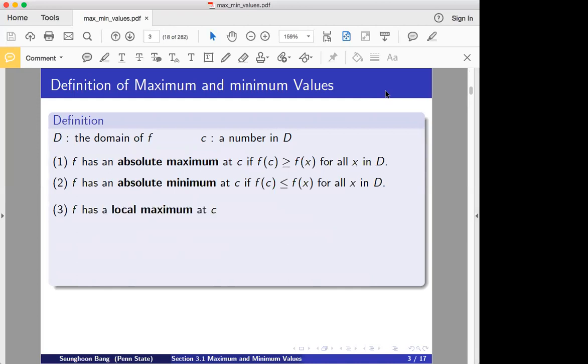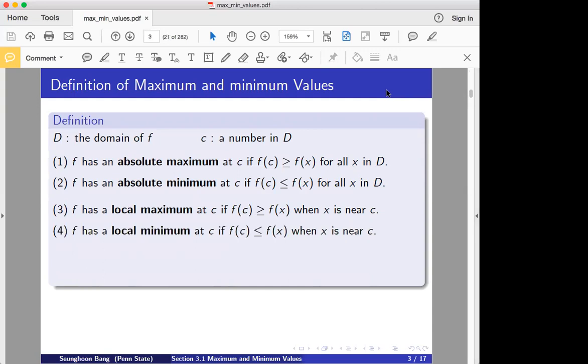Third, f has a local maximum at c if f of c is greater than or equal to f of x when x is near c. f has a local minimum at c if f of c is less than or equal to f of x when x is near c. The last one: if f of c is a maximum or minimum, then f of c is called an extreme value. Maximum or minimum, we call it an extreme value. This is the definition.